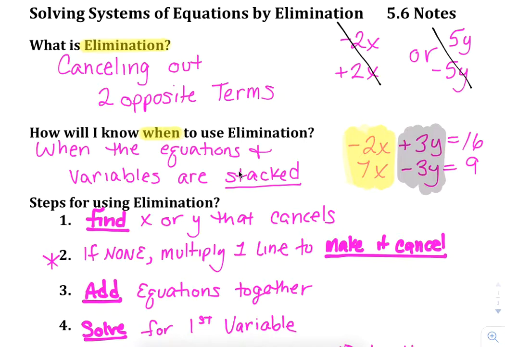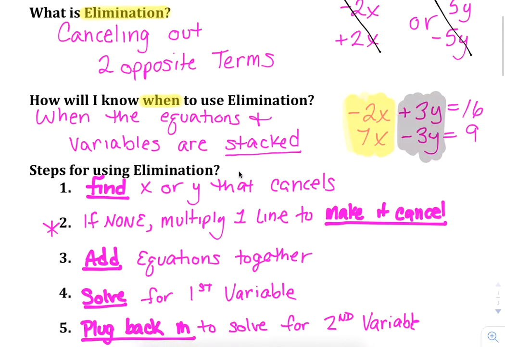Okay, so what is elimination? Well, it's the idea of canceling out two terms that are opposites. So they might have the same number, but one's positive, one's negative. So what I'm going to have you do is pause right now, copy everything you see, and then we'll get started on problem one.